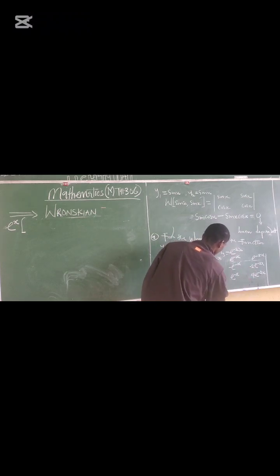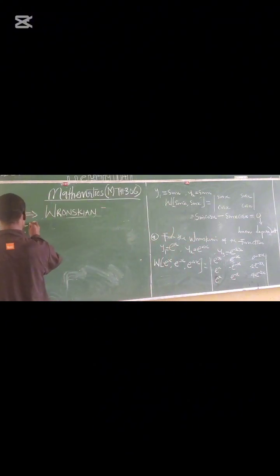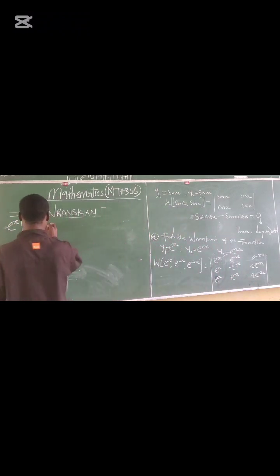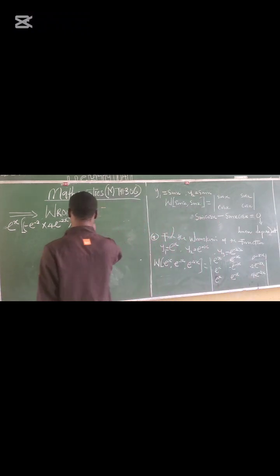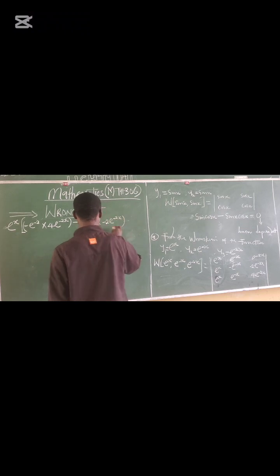Alright, so this times this is going to give me minus exponential minus x times 4 exponential minus 2x. So I have minus this times this, exponential minus 2x times minus 2 exponential minus 2x. So this is what I have.